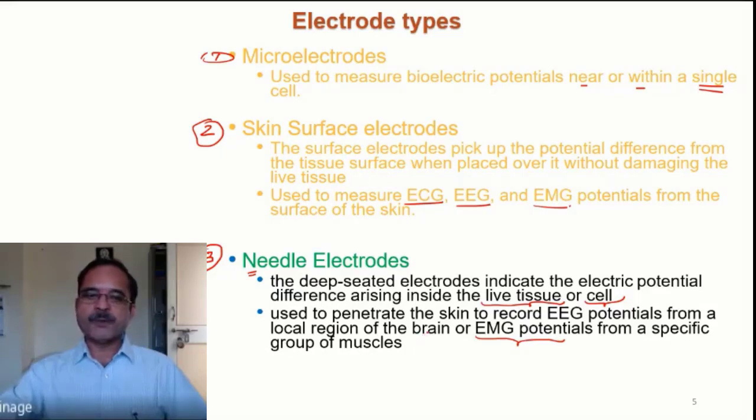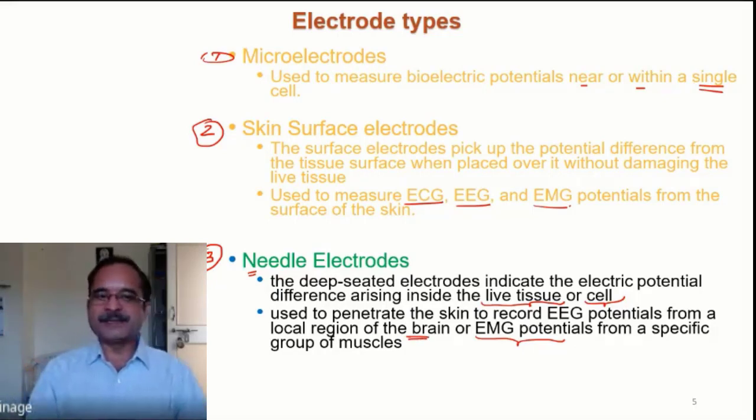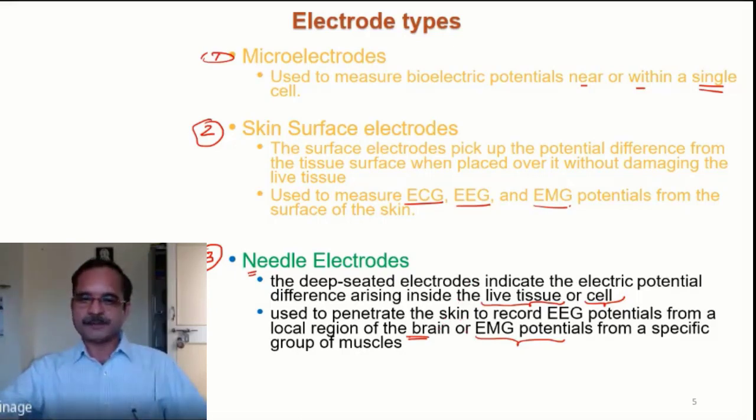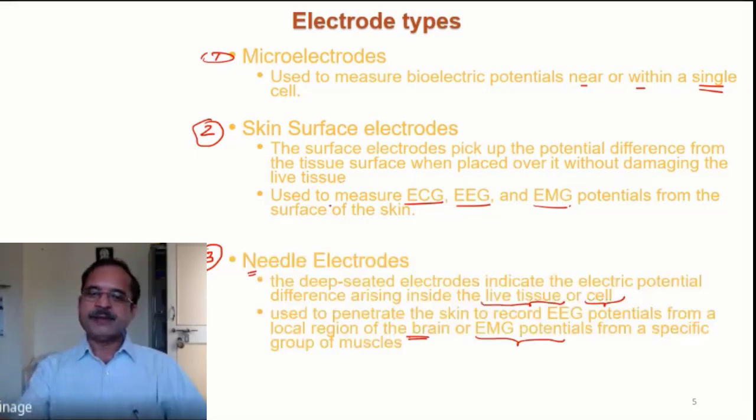Now one line you see here: used to penetrate skin to record EEG potentials from a local region of the brain. So that means this needle is inserted inside the brain. So it is true, but practically very little damage takes place because of this. But it depends on applications. If the application demands that the potential should be measured directly from the brain, then these needle electrodes are used.